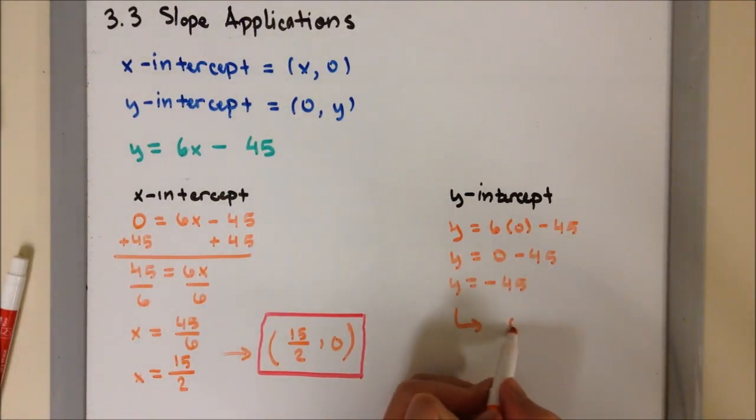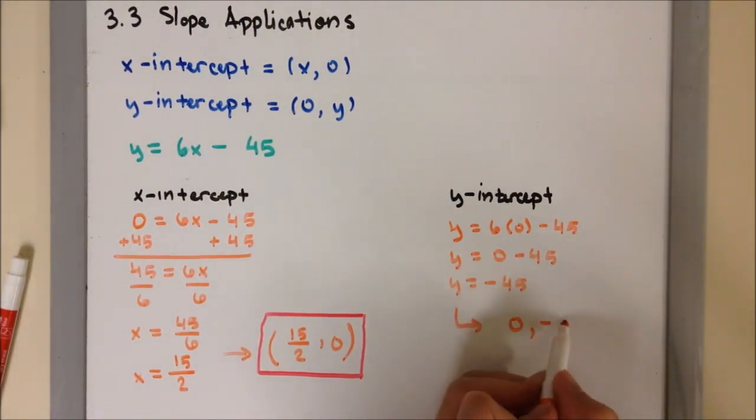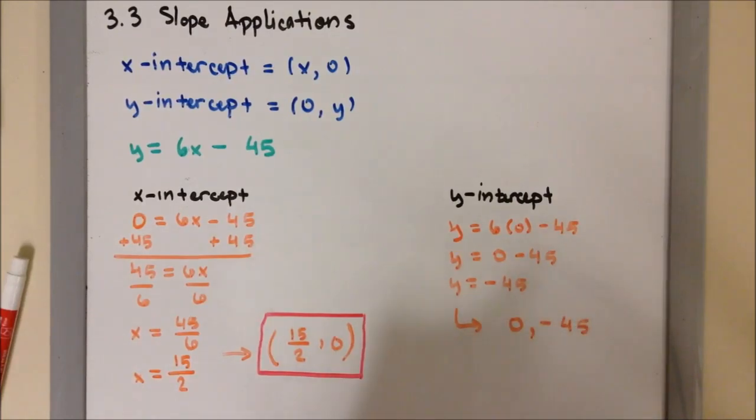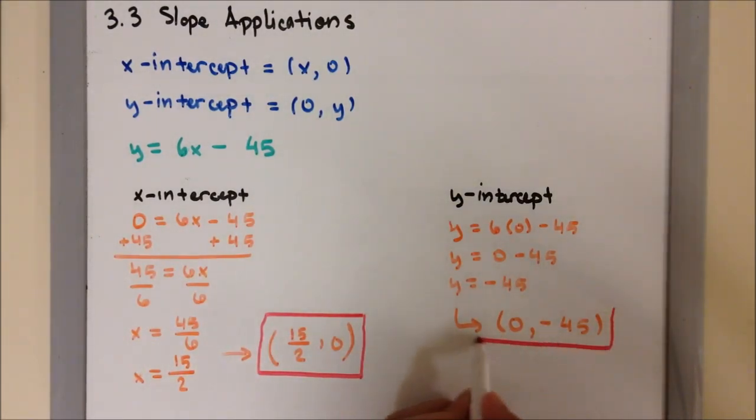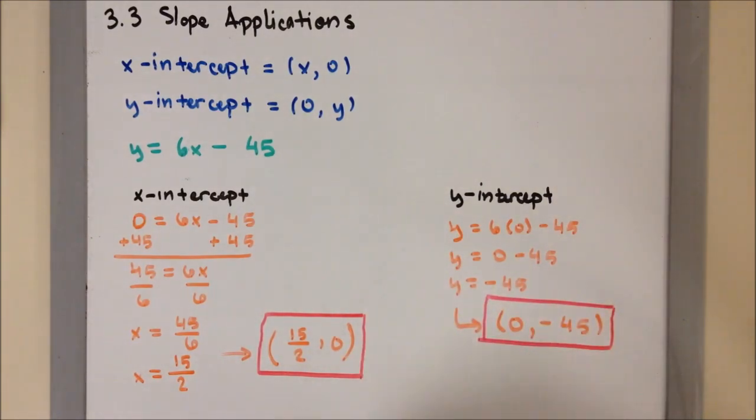So my coordinate point is 0, comma, -45. And then put parentheses. There is my final answer for the y-intercept. And now I have my two answers, x-intercept and y-intercept, for this given equation in slope-intercept form.